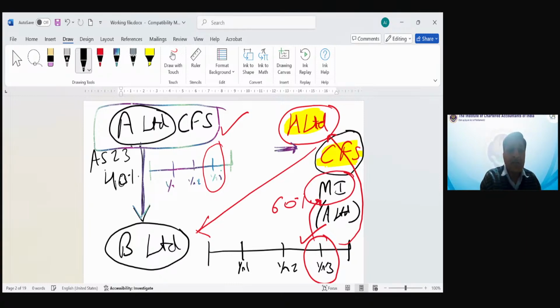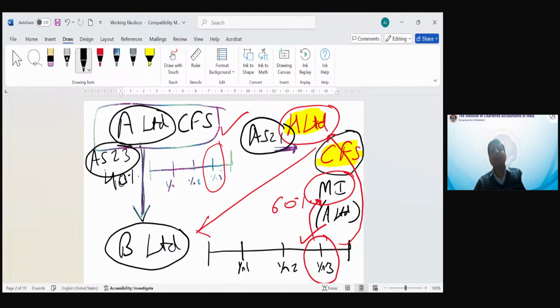Yes or no? Because consolidation requirements are two different. One is that of AS 23 and the second is that of AS 21. And there are two different sets which are being prepared, one by H and one by A. So I would suggest use two different terms. Start calling it minority. Understood? Bhavna, clear on this? Anyone else? Any more questions?